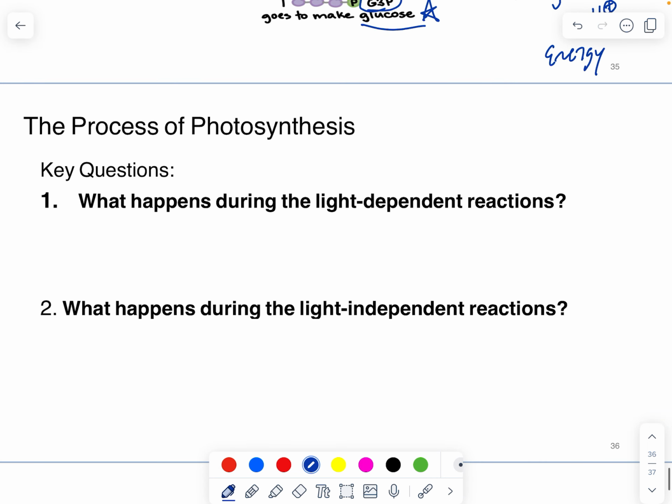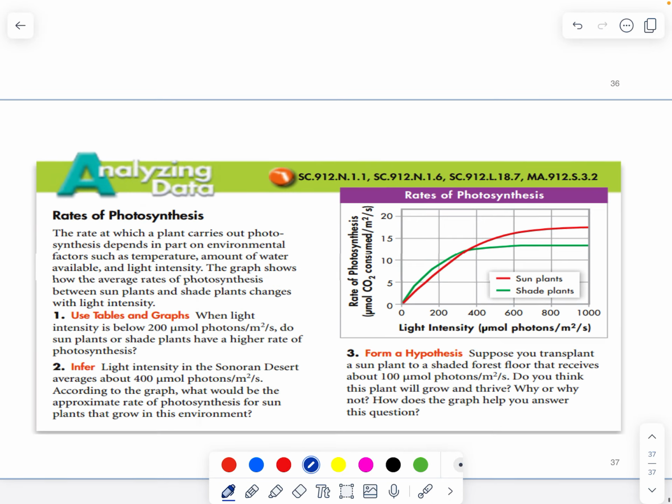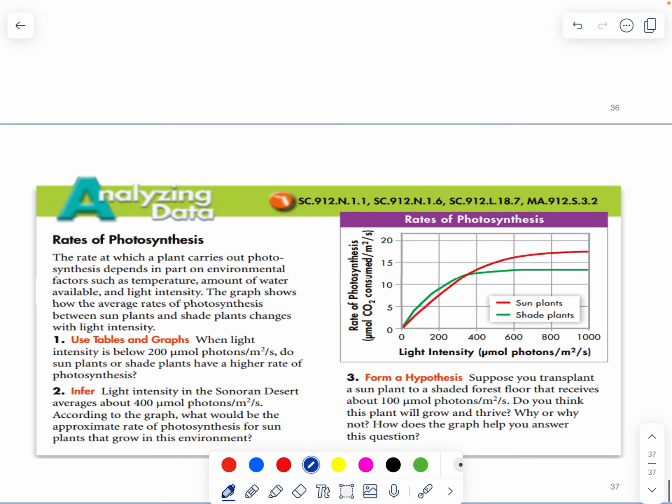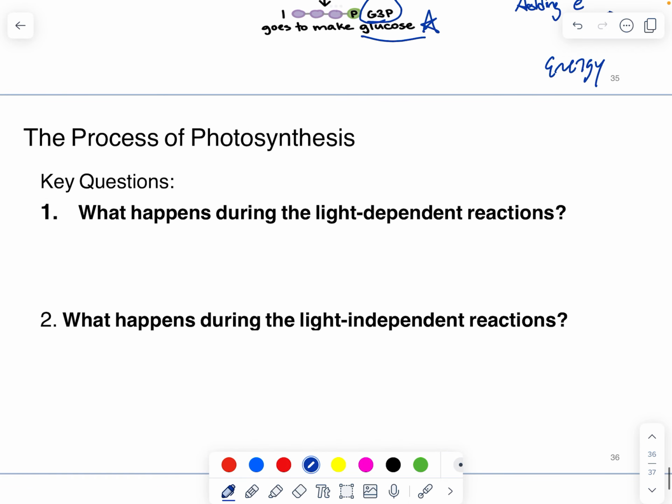Key questions. Can you answer them? What happens during light-dependent reactions? What goes in? What comes out? Where does it happen? And then the same for light-independent reactions. Okay? So that is photosynthesis.